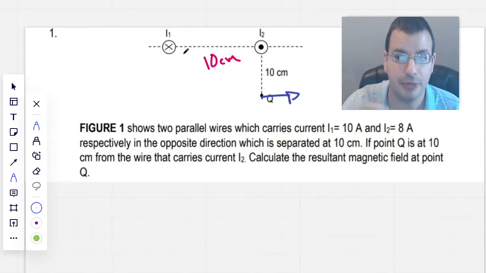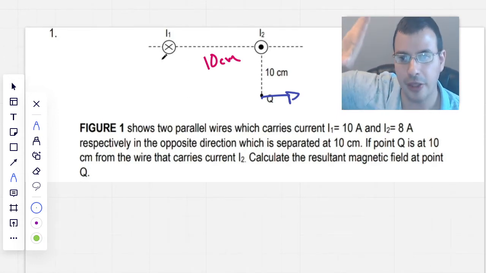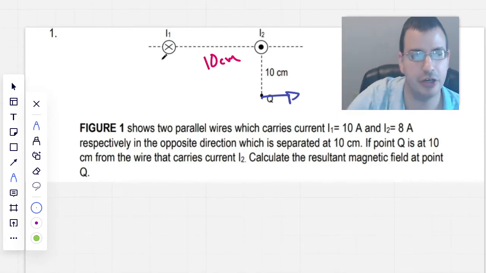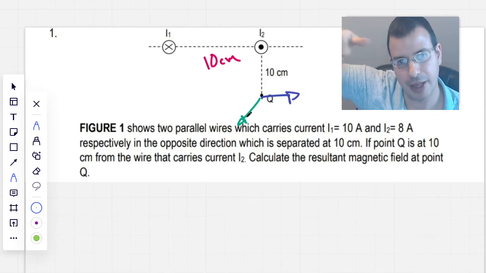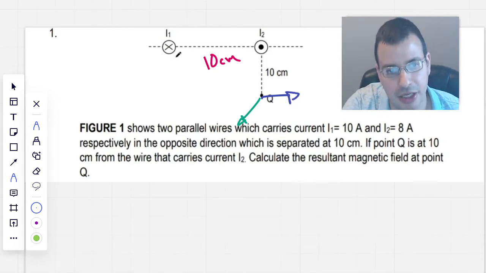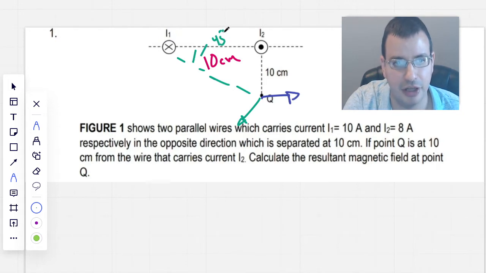Now we're going to do the same thing but for wire number 1. This is going into the page, thumb going into the page, wrap your fingers. The magnetic field is going to be going this direction. It might not look like it, but since it's 10 and 10, it is actually a 45-degree angle, or if you prefer radians, we'll call it pi over 4.